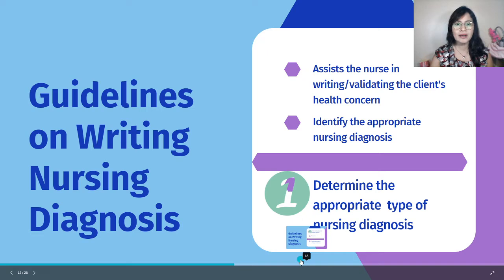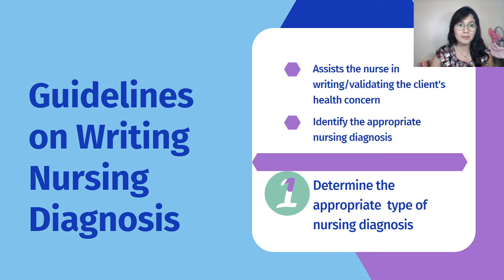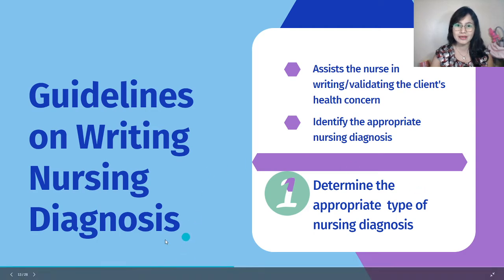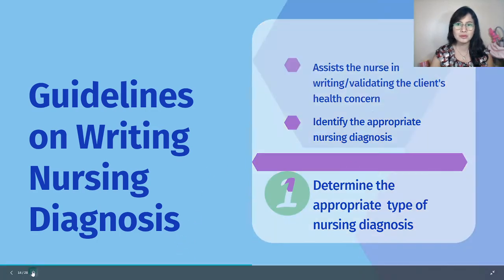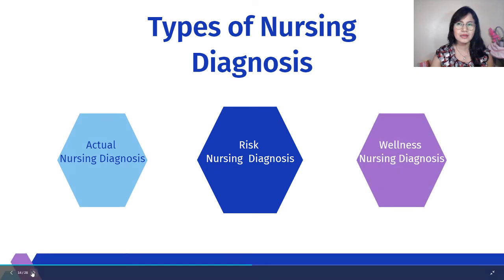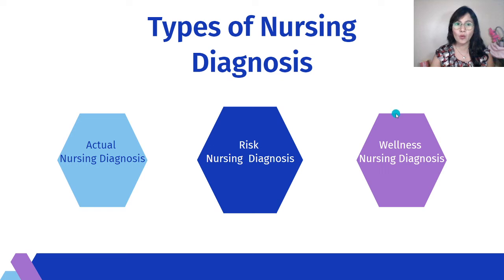So, the first one is we have to determine the appropriate type of nursing diagnosis. How do we do that? Let's first identify the types of nursing diagnosis. We have the actual nursing diagnosis, risk nursing diagnosis, and wellness nursing diagnosis. Let's talk more about these types of diagnosis in the succeeding slides.